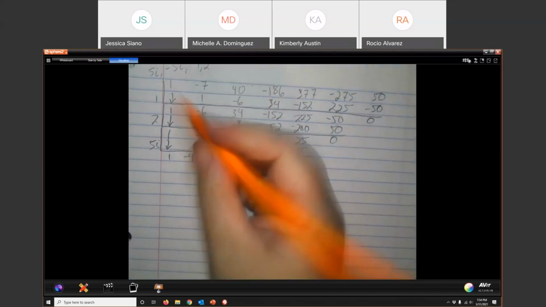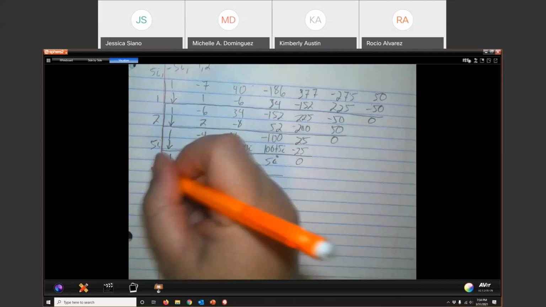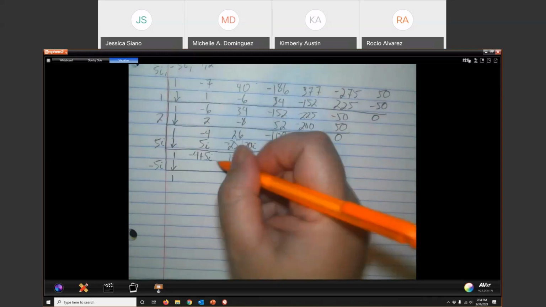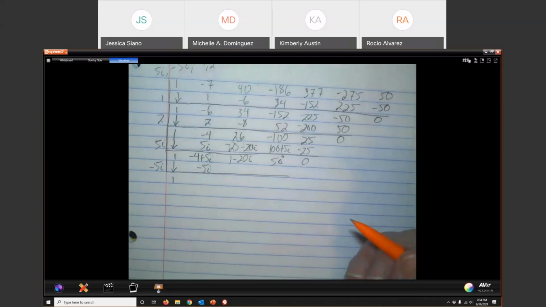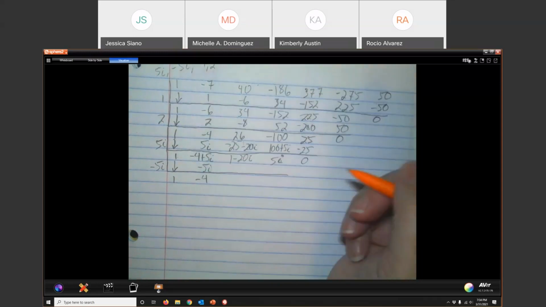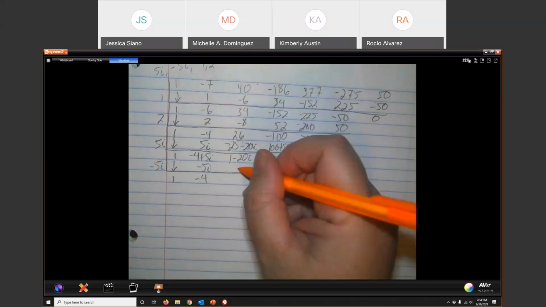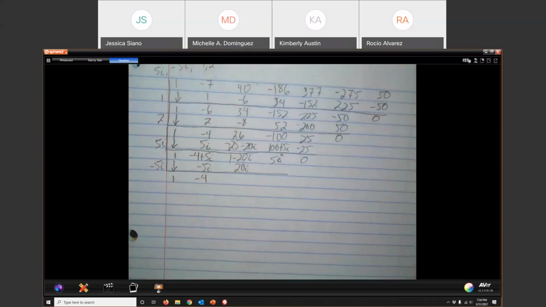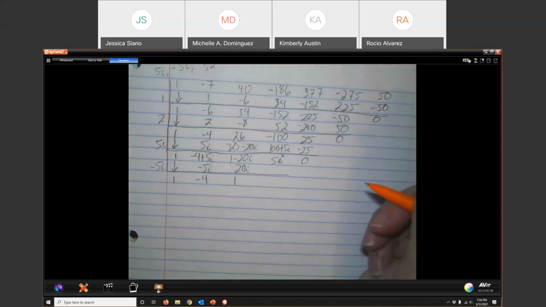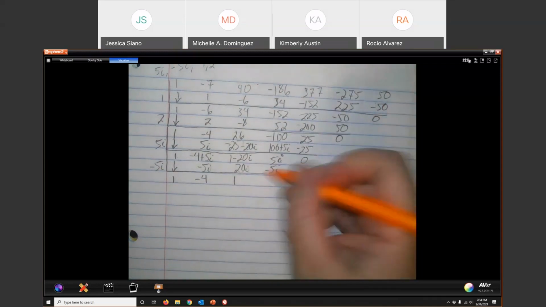Okay. Now, the reason why the i's always come in pairs is because what one will do, the other will undo. 1 times a negative 5i is a negative 5i. Negative 4 plus 5i minus 5i is just negative 4. Negative 4 times a negative 5i is a positive 20i. 1 minus 20i plus 20i is just 1. 1 times a negative 5i is a negative 5i. 5i minus 5i is 0.